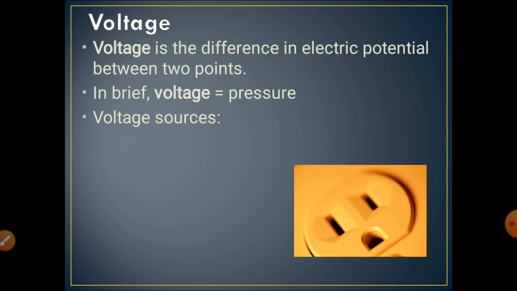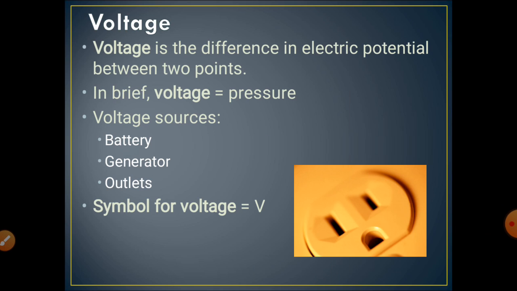Some voltage sources are available. First one is the battery, which is an important voltage source, and second one is the generator, which converts mechanical energy into electrical energy in the form of current and voltage. Third one is outlets. The voltage is denoted by the letter V. The unit for voltage is volt.